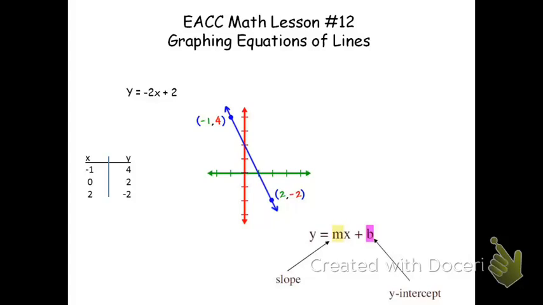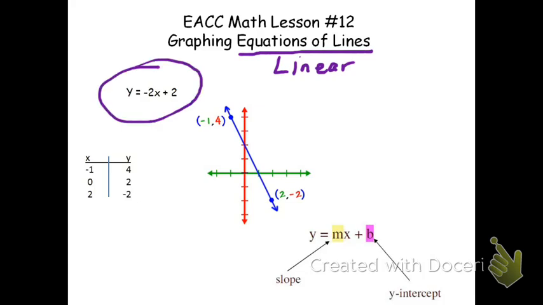Welcome to the EACC Math Lesson number 12, Graphing Equations of Lines. We talk about equations of lines. We're actually talking today about linear equations. These graphs will be straight lines. There are other lines, we can graph parabolas, circles, and so on, but today we're going to be looking at linear equations, straight lines. Now, a linear equation can take this form, y equals negative 2x plus 2.